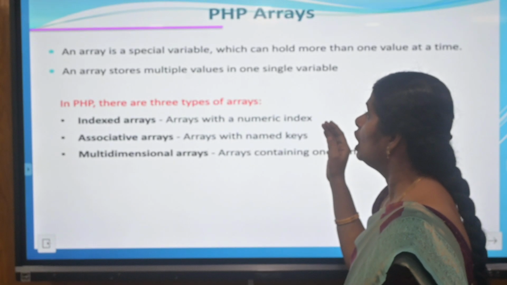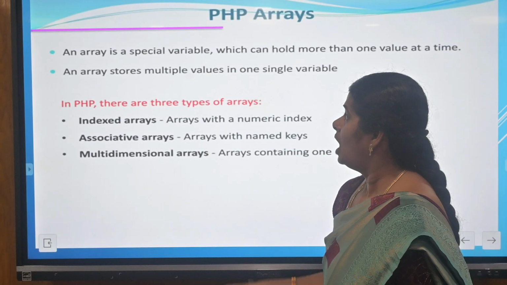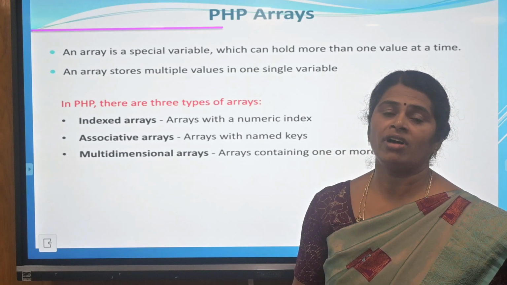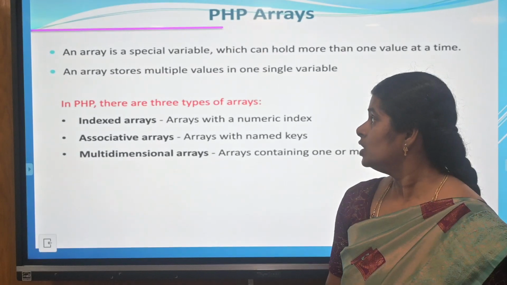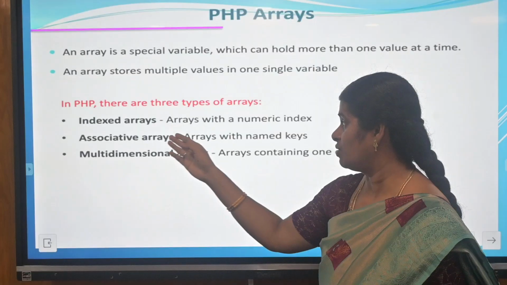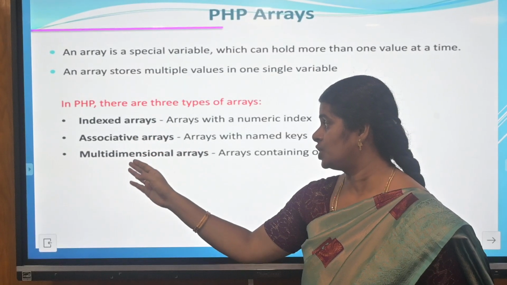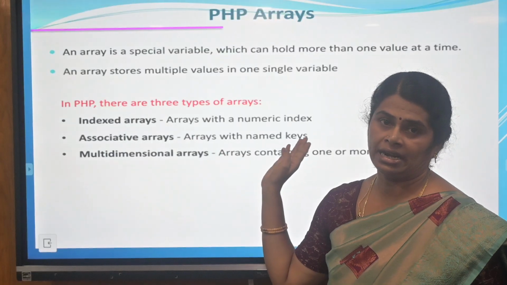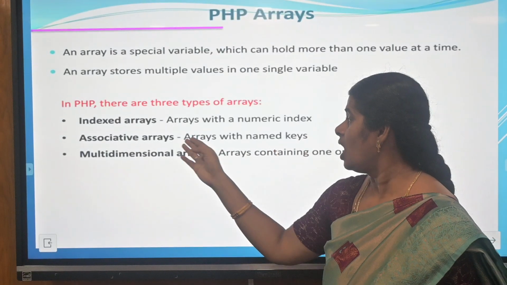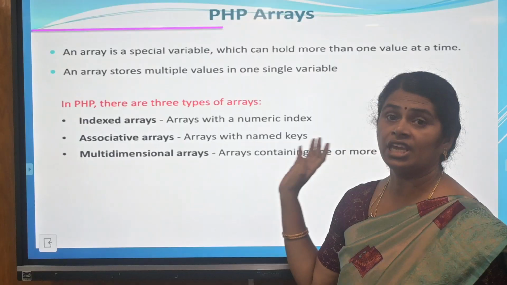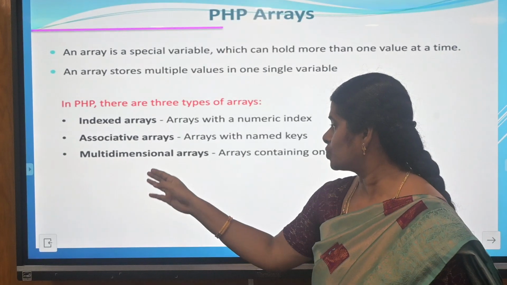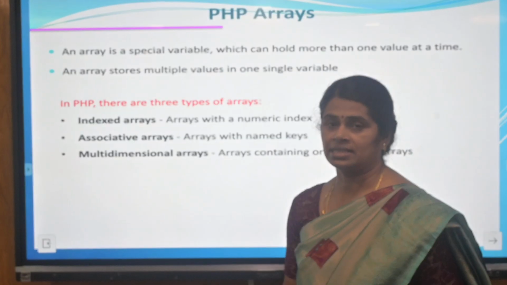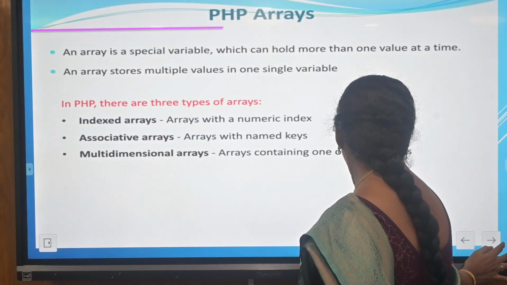The next one is PHP array. An array is a special type of data type that is used to hold a group of values under a single name. In PHP there are 3 types of array: indexed array, associative array, and multi-dimensional array. Indexed array means numeric index, it contains the numeric index. Associative array means array with key pair values. The next one is multi-dimensional array. It contains more than one index. That is called a multi-dimensional array.